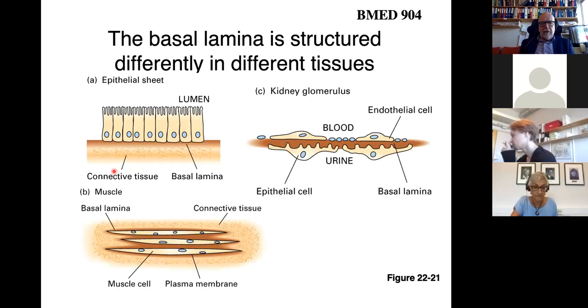This is a schematic illustration, which is not super particularly good. Basement membranes here look more diffuse than what they are in real life. Basement membranes are, as I said, thin sheets, so they're usually more discrete than in this graphical illustration. And here you see skeletal muscle, a muscle fiber that is surrounded by basement membrane, whereas here in an epithelial sheet, it's at the basal surface of the epithelial cells.